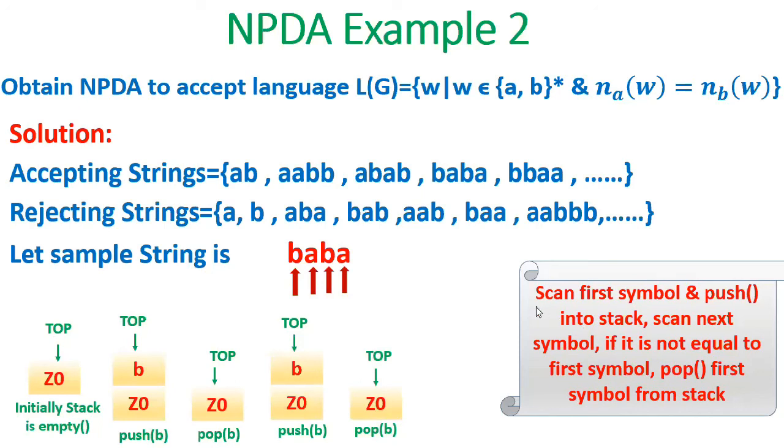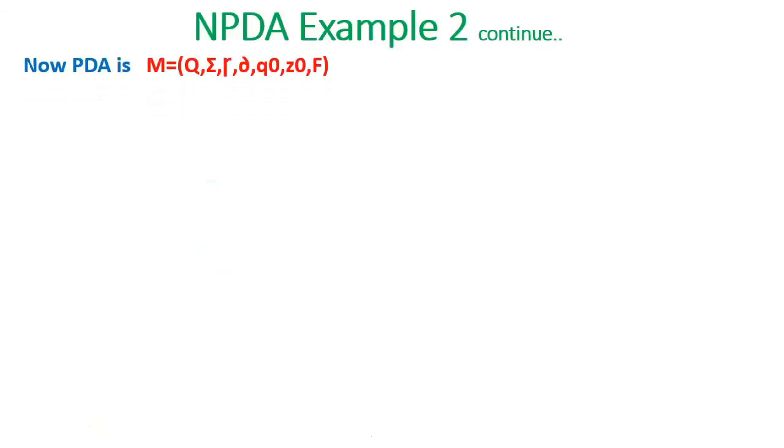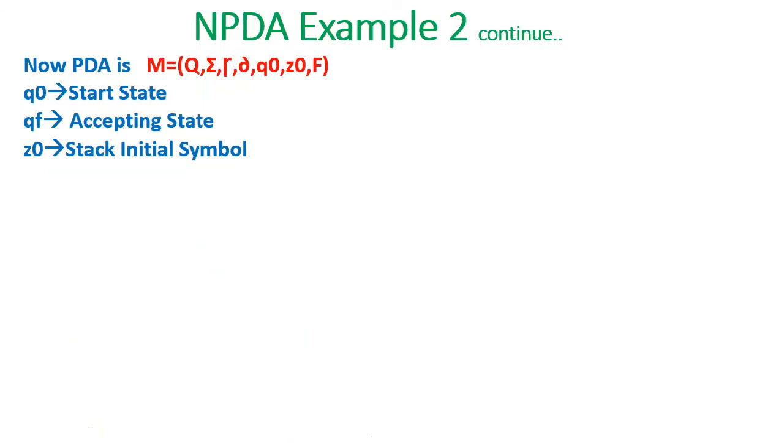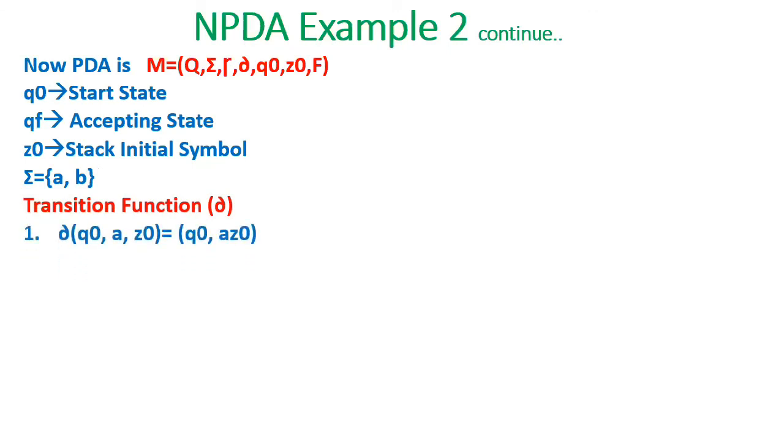So the summary of this is, scan the first symbol and push into the stack. Scan the next symbol. If it is not equal to the first symbol, you pop it. If it is equal, what you do? You push it onto the stack. Okay. Now let us see the set of transitions and let us see what are the 7 tuples we got in this particular problem. Q is the set of states, wherein Q0 is the start state, QF is the final state. Z0 is the initial symbol on the stack. Alphabet symbols we have seen are A and B, and the transition function is this.